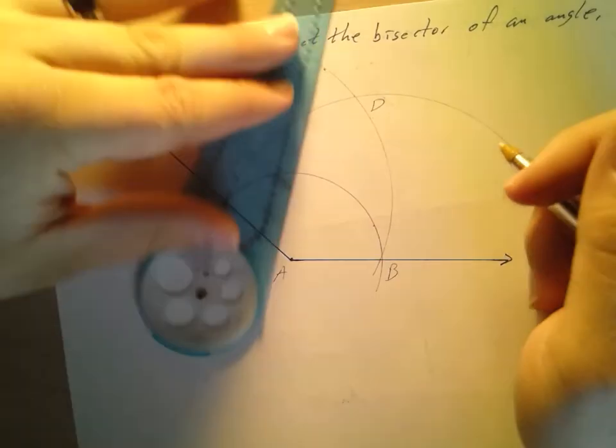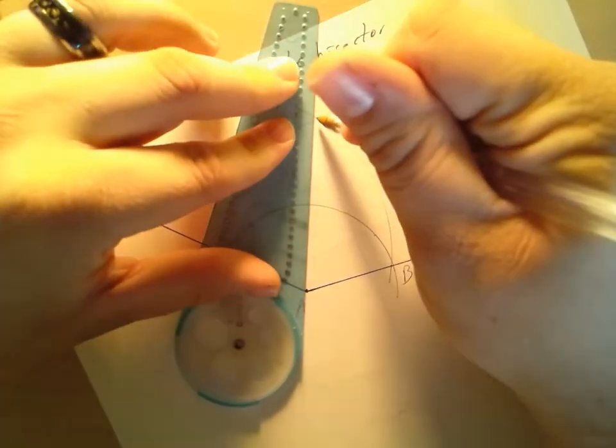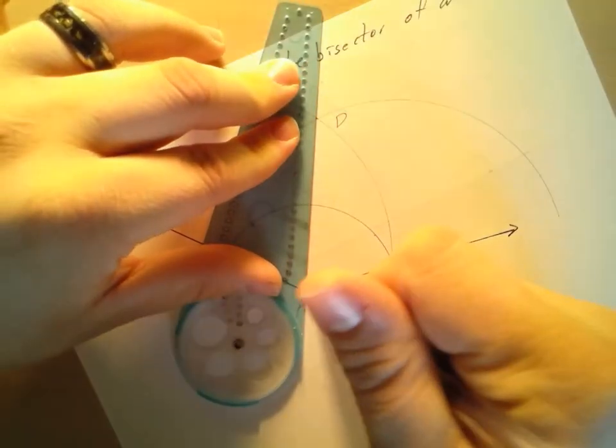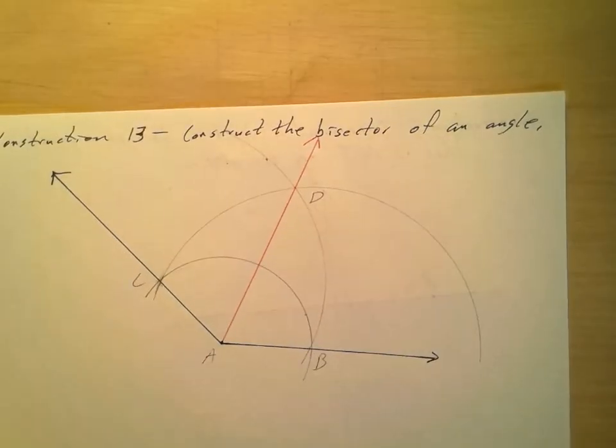And I'll change colors for this one. But line up with both of them. And there you go. There is your bisector of the angle.